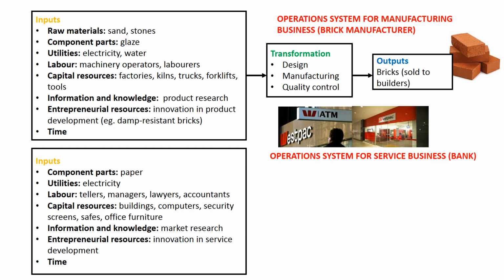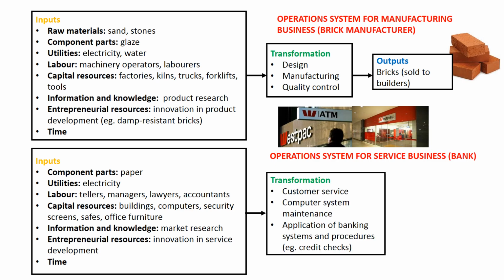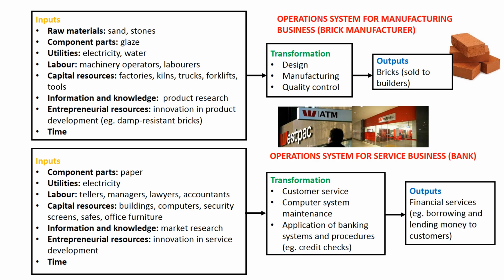At the transformation stage, these inputs are converted into financial services through customer service, the maintenance of the computer systems which include customer information, and the application of banking systems and procedures such as credit checks. The output of this operations system are the financial services that are provided to customers. For example, the borrowing of money by the bank from customers when customers deposit their money with the bank, and the lending of money by the bank to customers when customers want a loan.